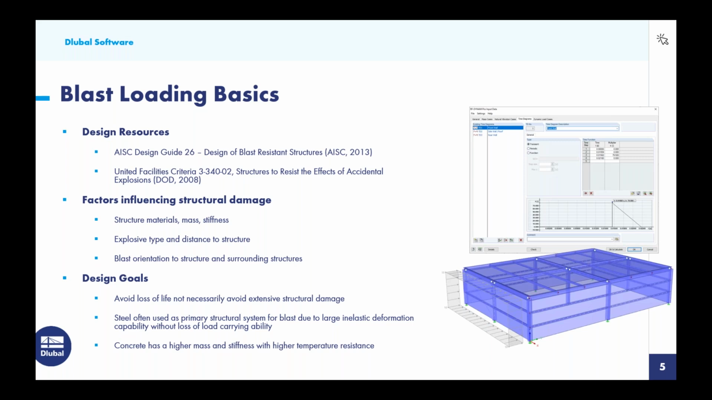Now, steel is often used as a primary structural system for blast loads just due to the large inelastic deformation capability. So we're talking about the plastic phase here without the loss of load carrying ability. But in turn, we know that concrete may have a higher mass and stiffness than what we would see with steel structures, as well as a higher resistance to high temperatures. With steel, we might see much more melting of the material, and concrete can withstand those temperatures a little bit better.